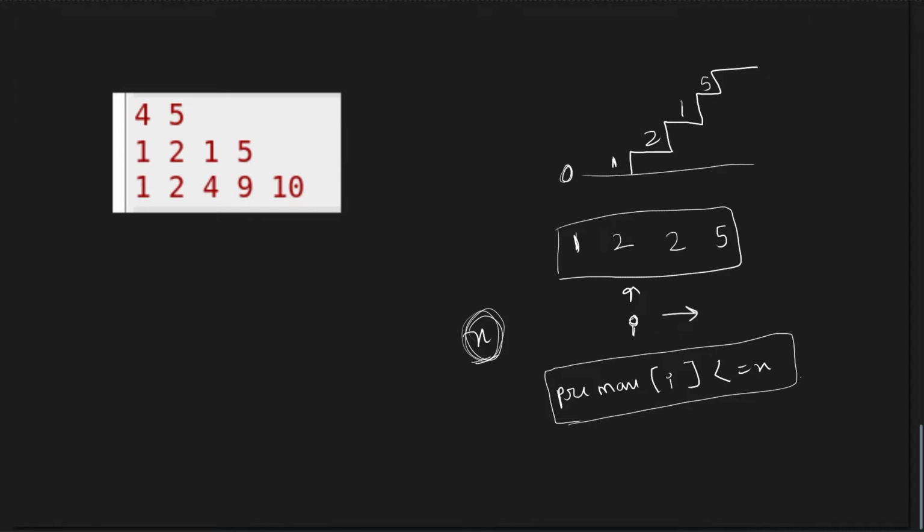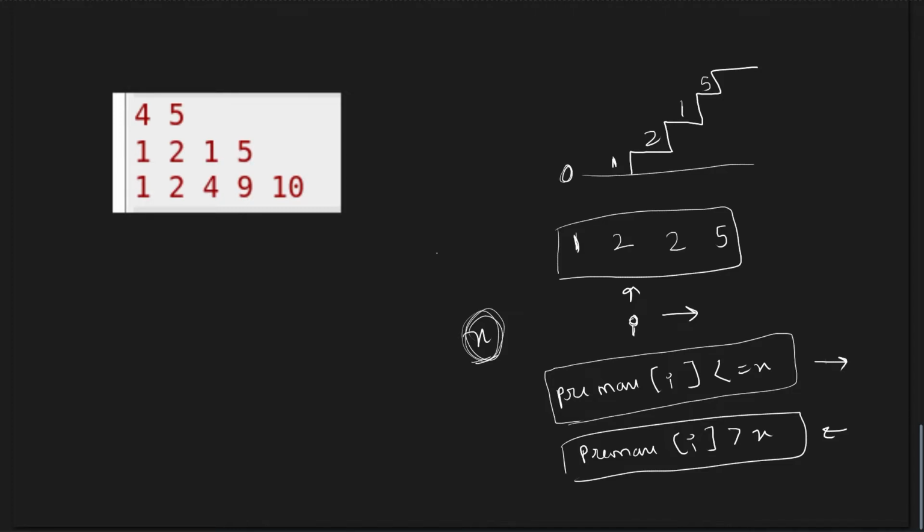If this is false, that means if the prefix maximum of I is greater than x, then I'll search in the left half. So in this case, I'll search in the right half. In this case, I'll search in the left half. I'll search for a smaller value.